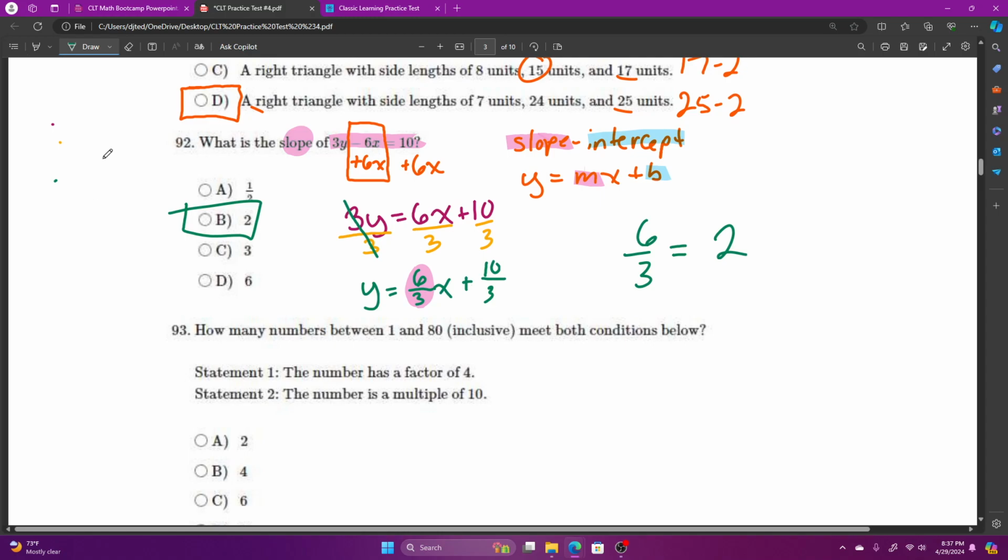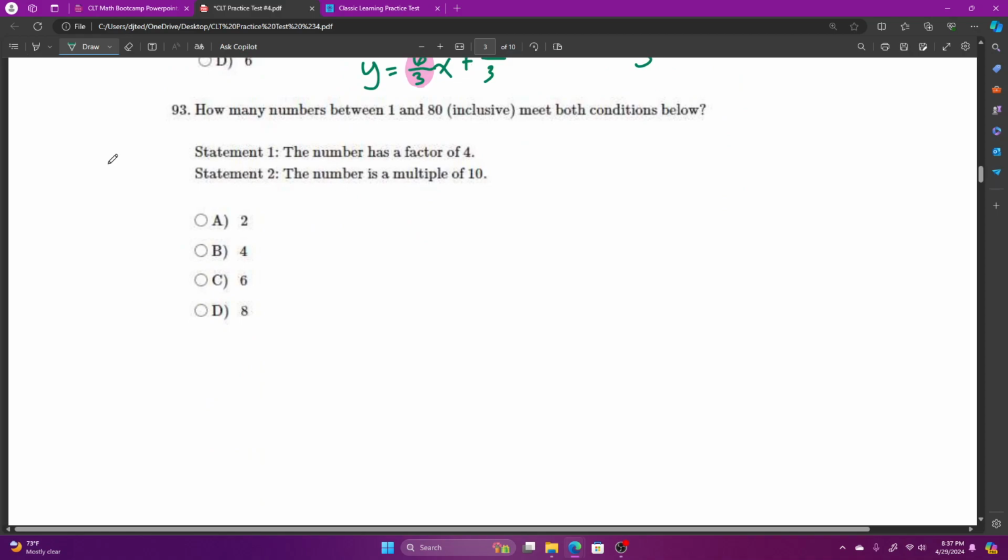And then question number 93. How many numbers between 1 and 80 inclusive meet both conditions below? Statement 1. The number has a factor of 4. Statement 2. The number is a multiple of 10. Whenever I see a math logic question like this, I always want to look at the larger number first. That's my strategy. The number is a multiple of 10.